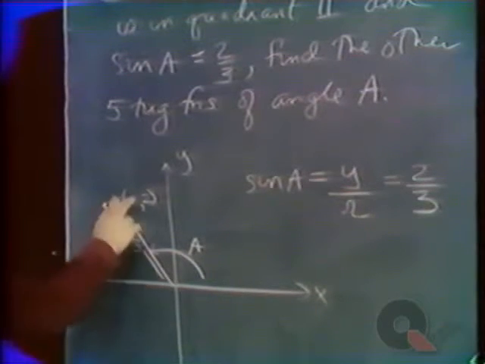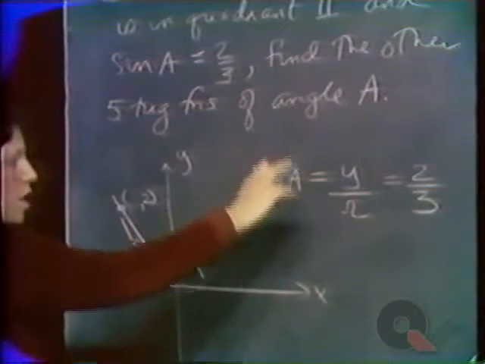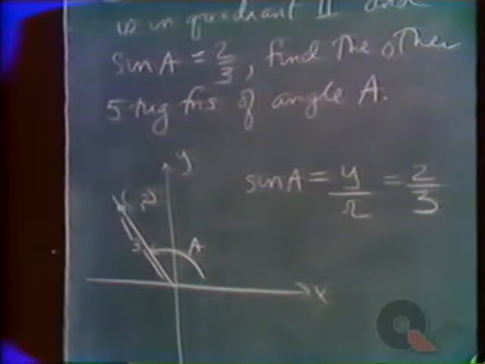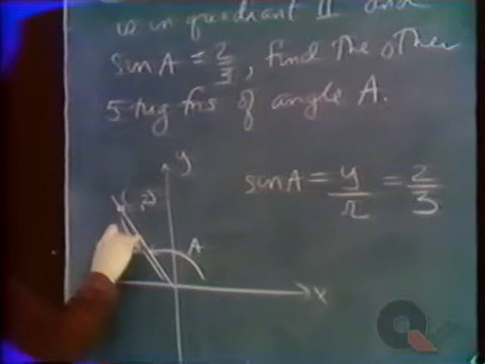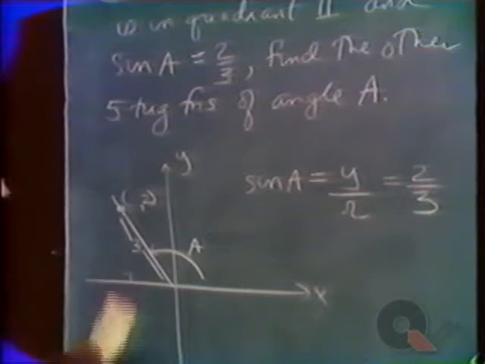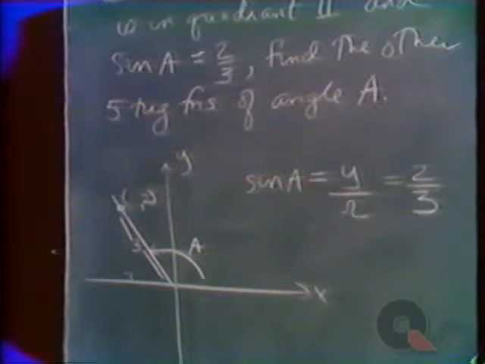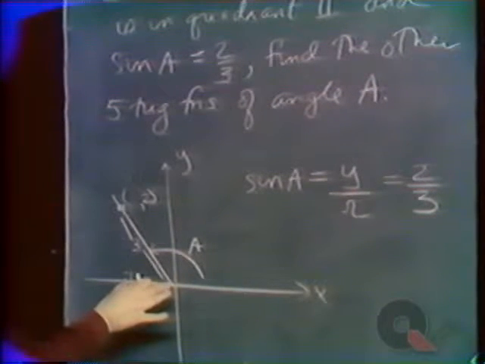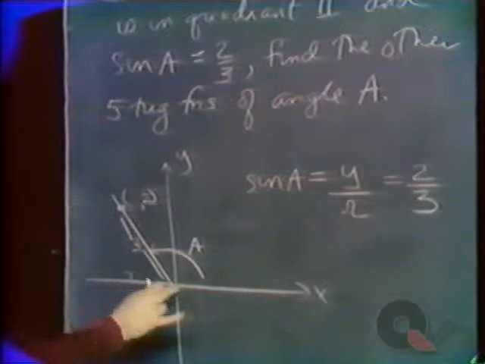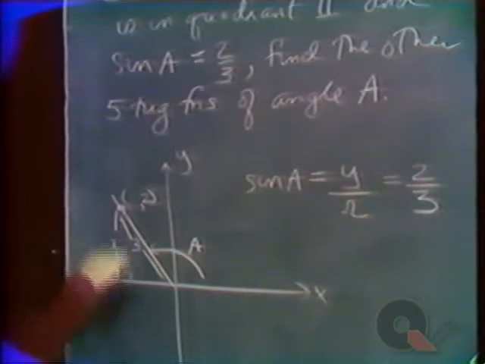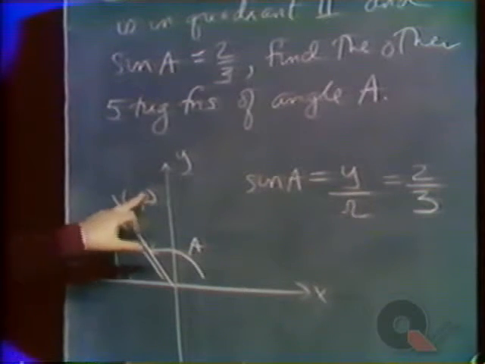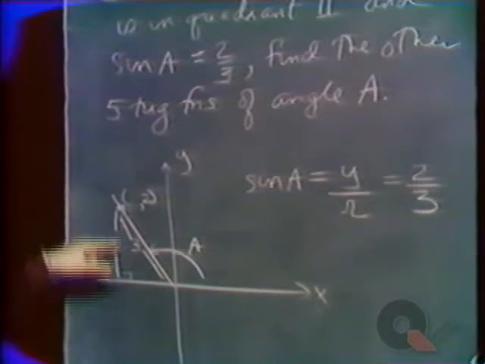Okay, we're interested in finding the x. We know y over r should be 2/3, and that seems to work out. The x-coordinate here, well, you could drop a perpendicular to the x-axis, and we could figure out the length of this side of the triangle. We know the length of this side is 2, since the y-coordinate here is 2, so this is something over and 2 up.